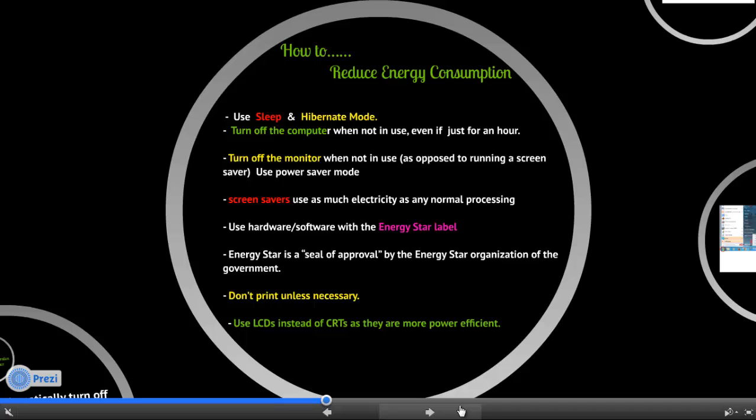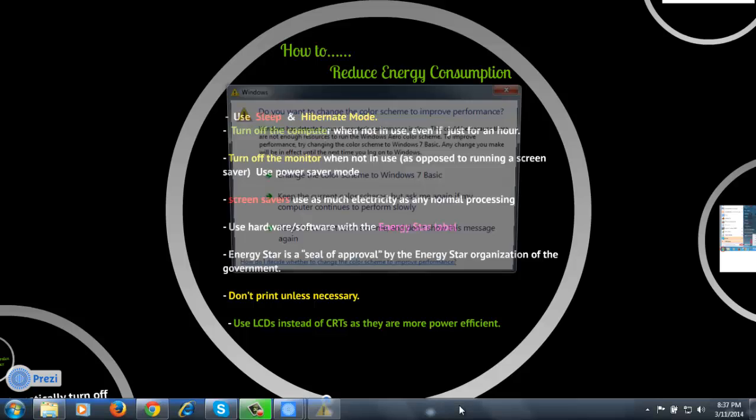Turn off the monitor. Mostly there is a misconception that screensavers save energy. No, it is not so. Screensavers use as much electricity as normal processing, so don't use screensavers hereafter. And purchase products which have the Energy Star label. If you see the Energy Star label, you can immediately purchase the product, because it has energy efficiency.